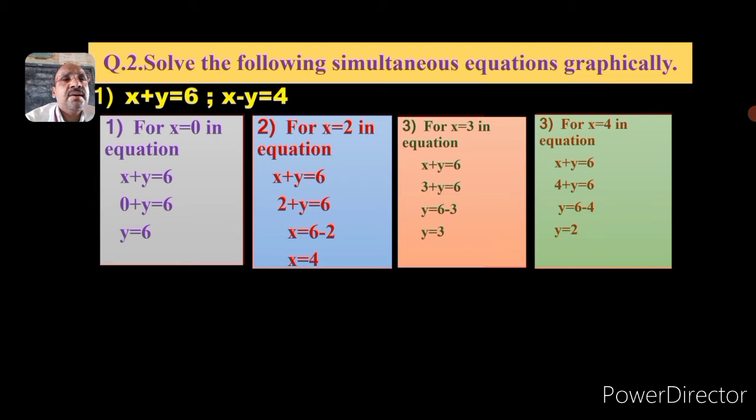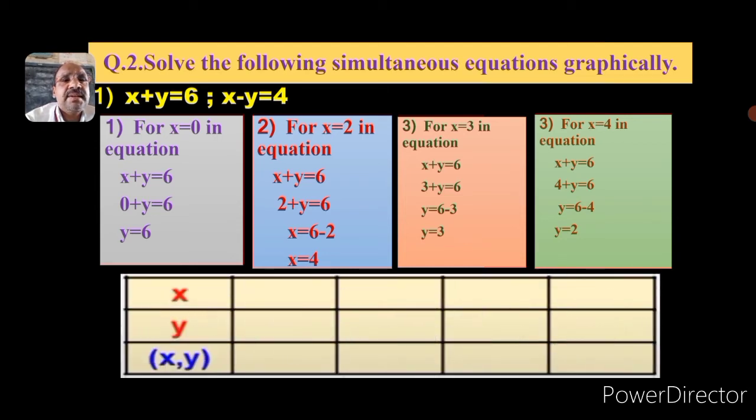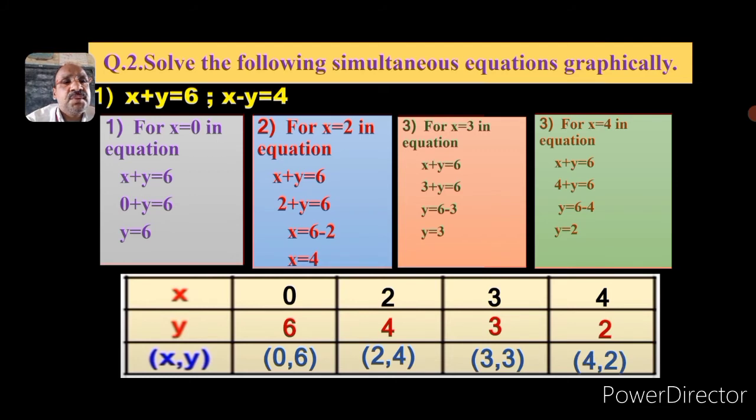these order pairs we arrange in the table form. The table is, now x is 0, y is 6, order pair is 0 6. Next x is 2, y is 4, order pair is 2 4. x is 3, y is 3, the order pair is 3 3. x is 4, y is 2, the order pair is 4 2.